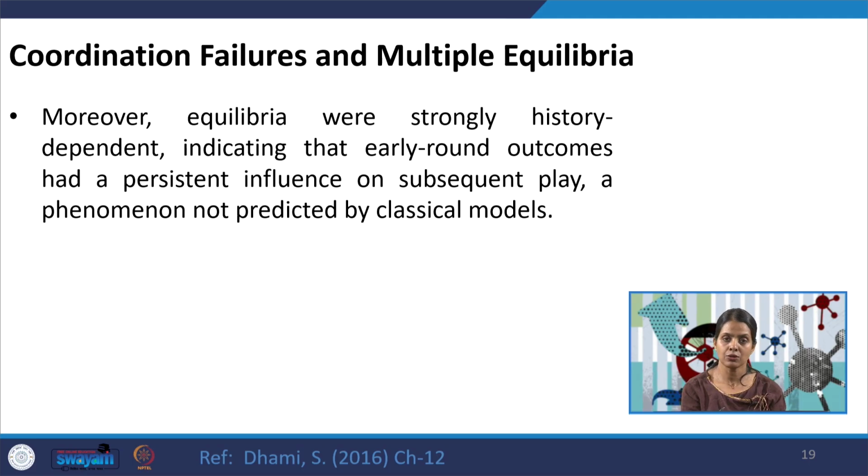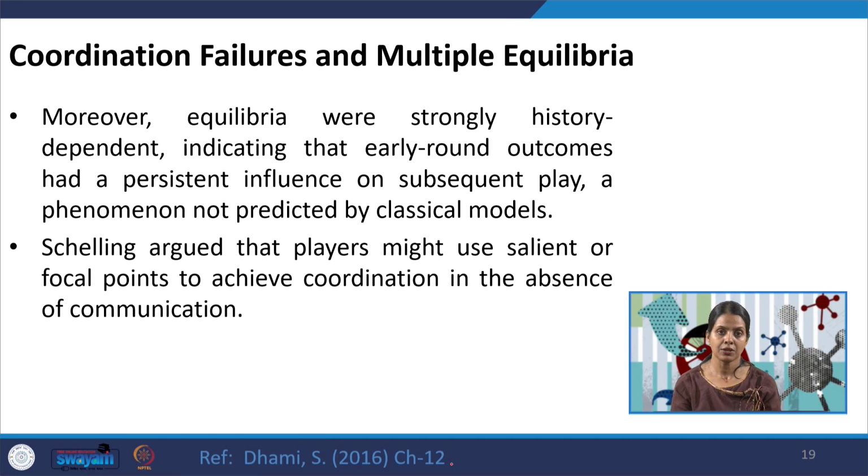So, this is also one observation, that equilibria were strongly influenced by history dependent previous round outcomes. So, in the sense that the outcome of the previous rounds impacted the future decision making by individual players, but classical game theory of course does not take into consideration or accommodate such possibilities. Schelling argued that players might use salient or focal points to achieve coordination in the absence of communication.